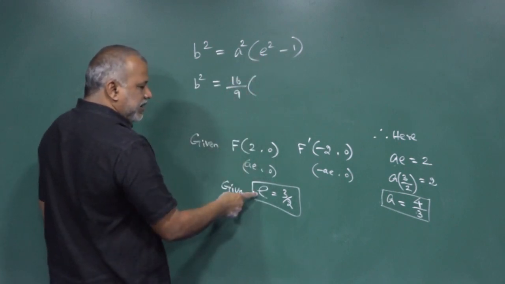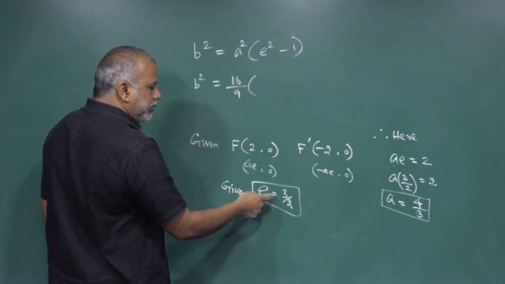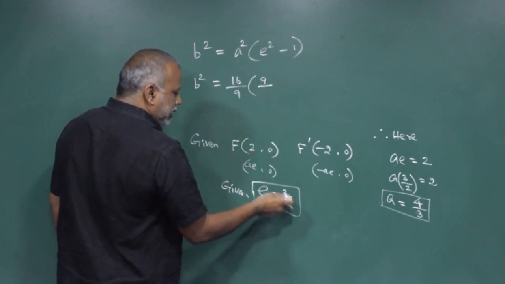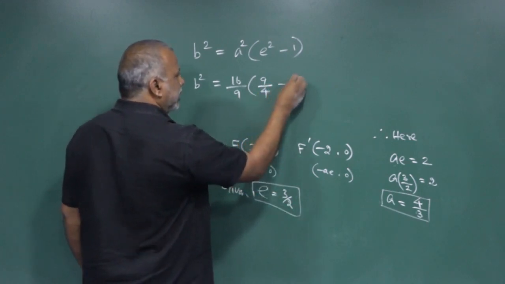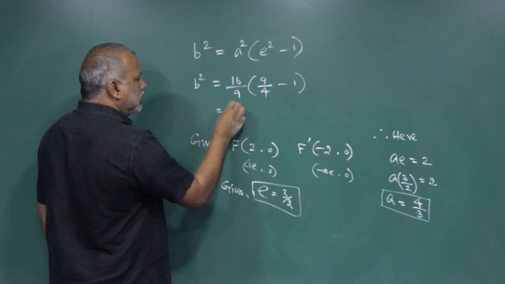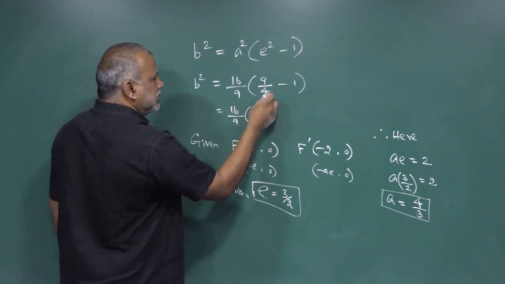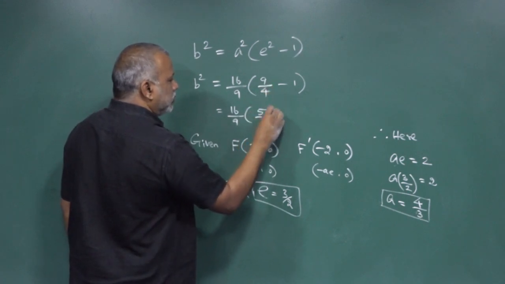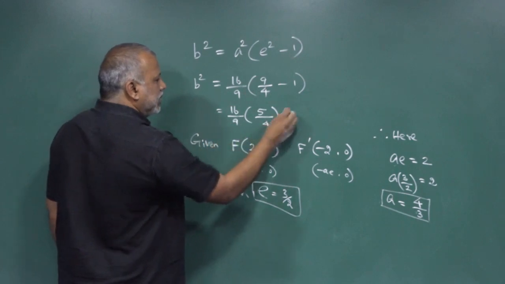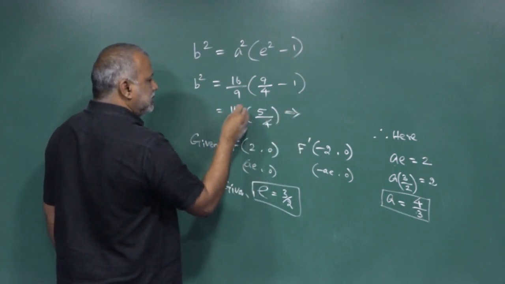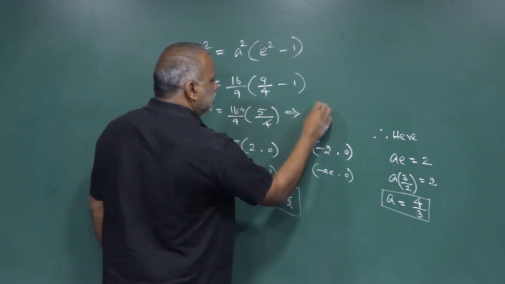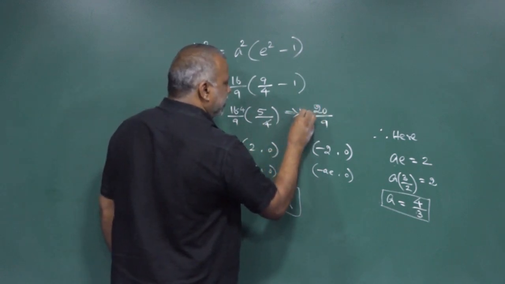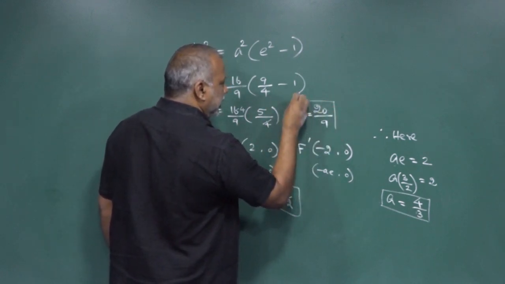Then the value of E squared: 3 by 2 squared means 3 squared becomes 9, 2 squared becomes 4. Again minus 1. Just simplify this. 16 divided by 9, and take LCM: 9 by 4 minus 1 gives 5 divided by 4. The 4 and 16 will be simplified, we get 4, and 4 into 5 becomes 20 divided by 9. This is the value of B squared. Therefore B squared equal to 20 divided by 9.